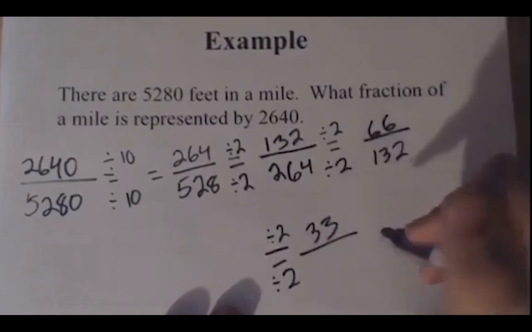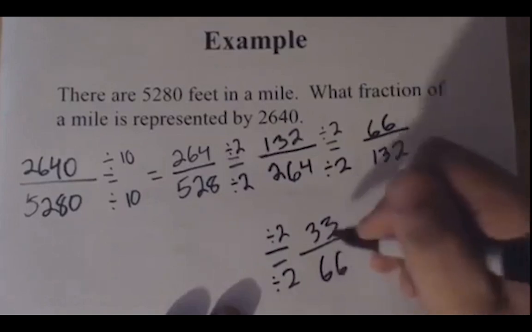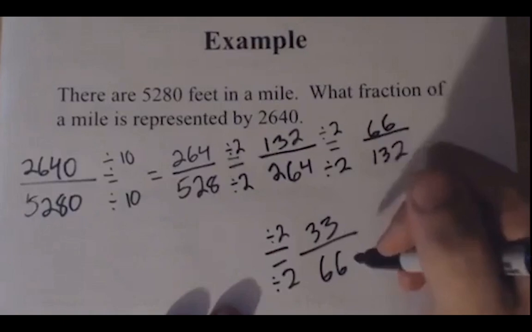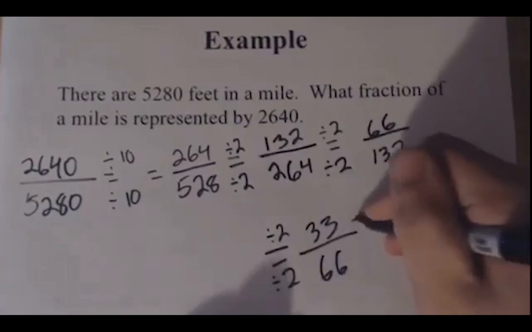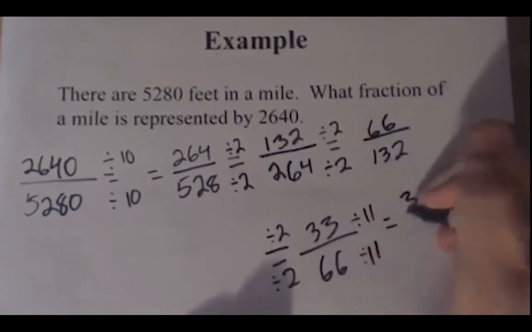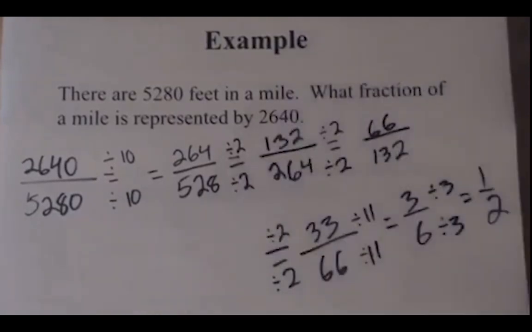33 and 66. And around this point you can see, hey, this is 1/2. Maybe divide both by 11, which gives us 3 over 6, and then divide both by 3. And get 1/2.